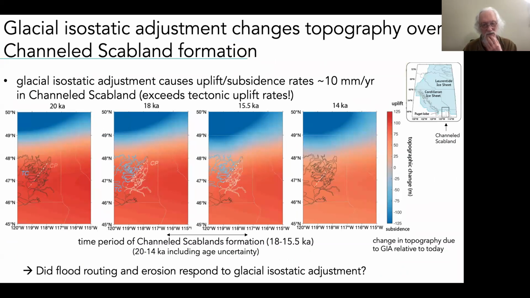I noticed as you were going through this, the third from the left, the 15.5 Ka, if you look carefully at that, the dark blue has come down. So it isn't just that there's blue on top and red on the bottom. There's been a shift there, and that's due to the ice then. Is that right? Yeah, that's right.